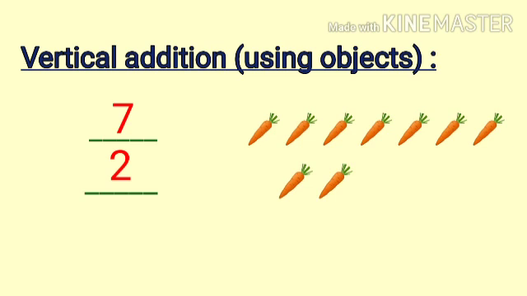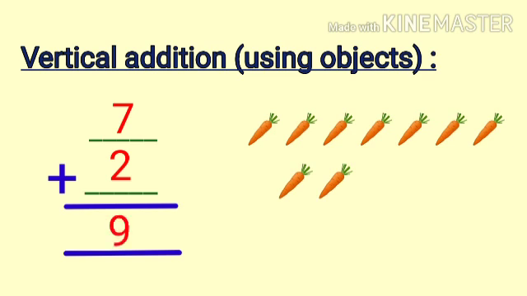Next, we should take addition. To get addition of these two numbers, we should count all these carrots together. By counting all these carrots, we get 9. So, 7 plus 2 is equal to 9. Is it clear, children? 7 plus 2 is equal to 9.